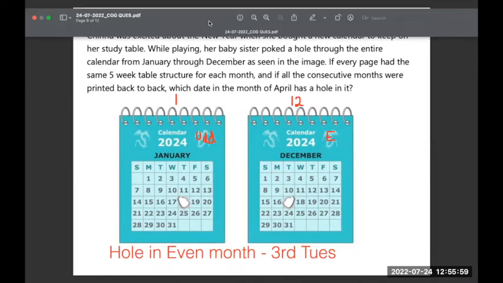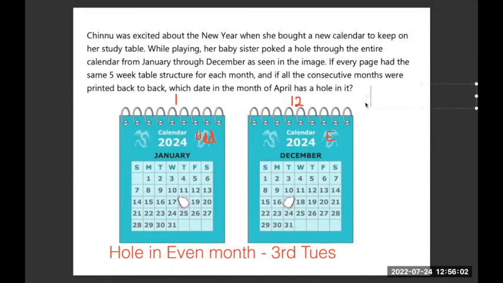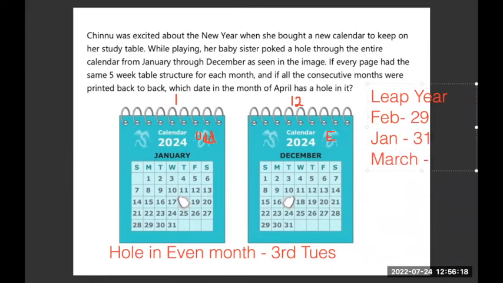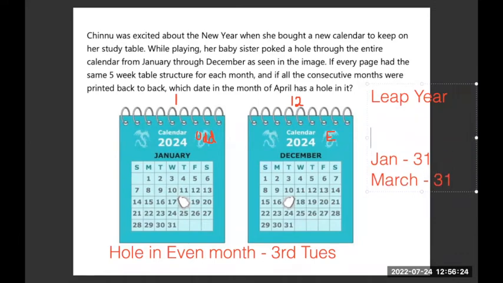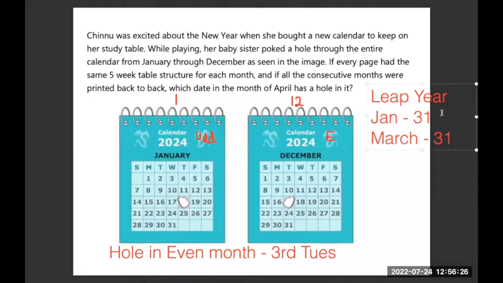January, so let's just write this down, information. So it's a leap year. February will have 29 days. Jan has 31 days. March will have how many days? 31? 30. Let me just write sequentially. Feb will have 29 days. March will have 31 days. And April has how many? 30 days. 30.